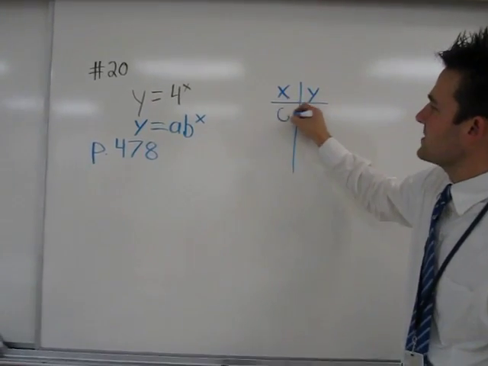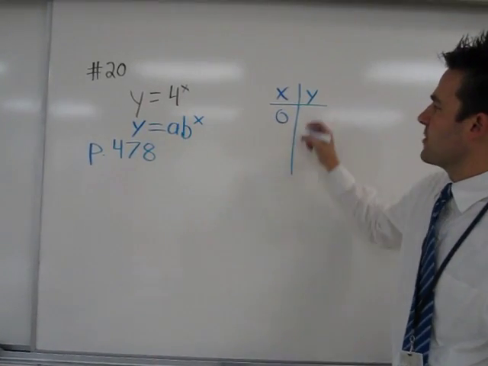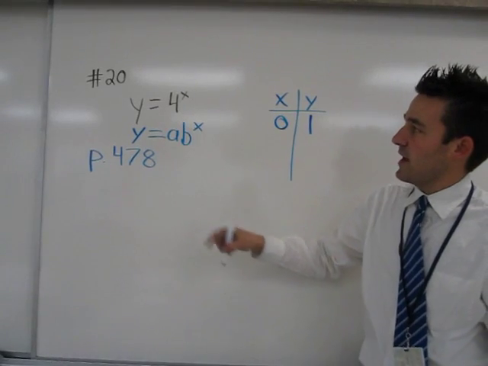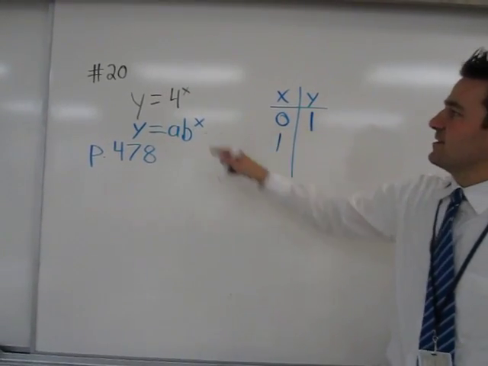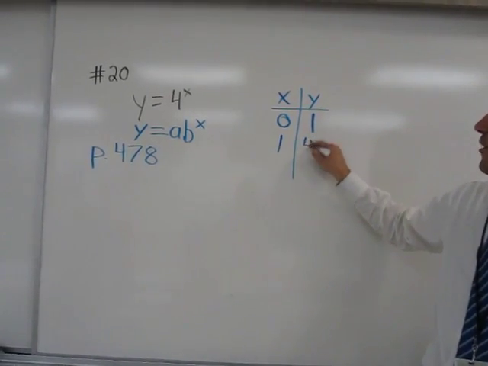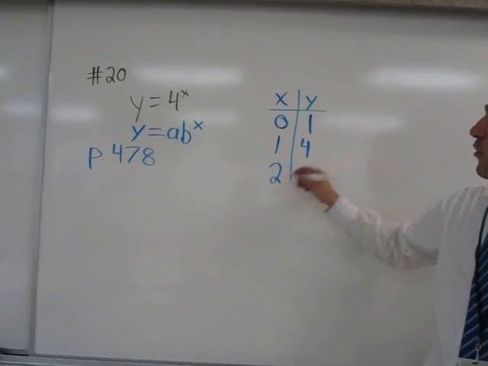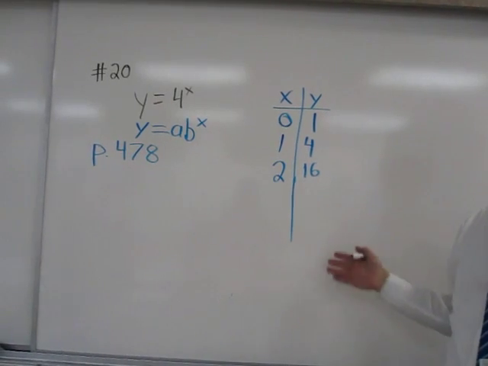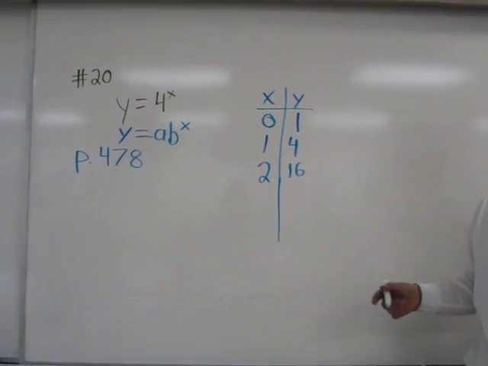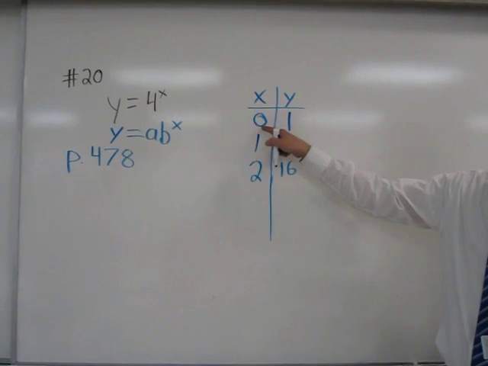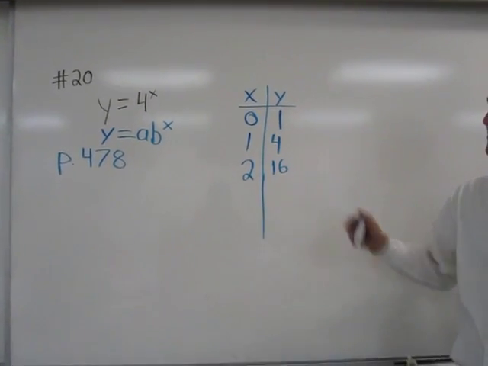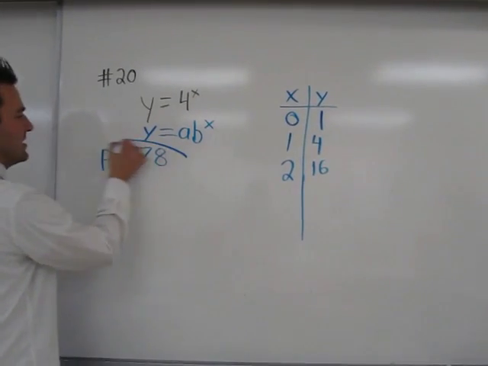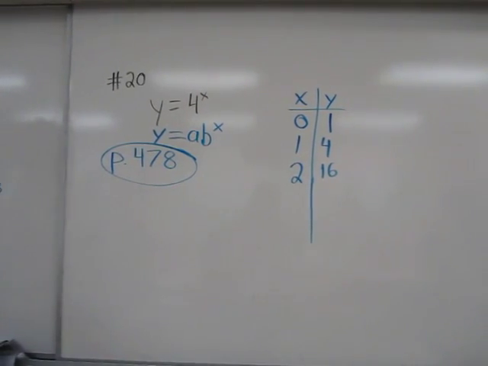For example, when x is 0, 4 to the 0th power is 1. When x is 1, 4 to the first power is 4. 4 squared is 16. And you could keep plugging in points until you had enough to graph the graph with the coordinates 0, 1, 1, 4, and 2, 16. So if this method doesn't help you, go ahead and try checking out page 478. Good luck.